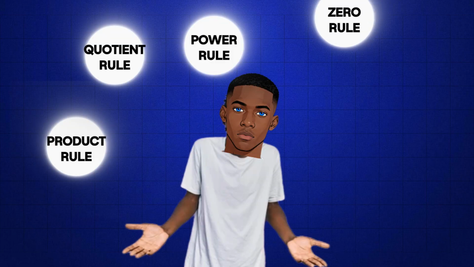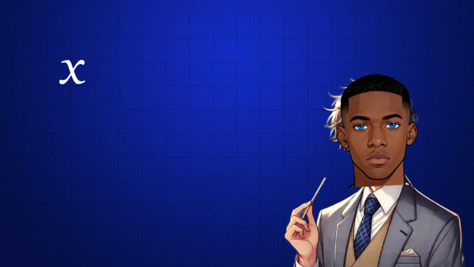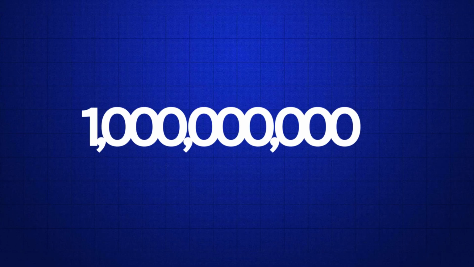Next up, zero rule. Simply, any number or value raised to the power of 0 becomes 1. Whether it's 2 or 1 or a billion or your mama.